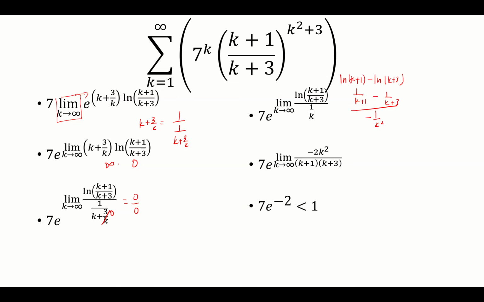And if we let k approach infinity, basically what you have is negative 2k squared over k squared, which is negative 2. So we're left with 7e to the negative 2, which is less than 1. So the series converges by the root test.